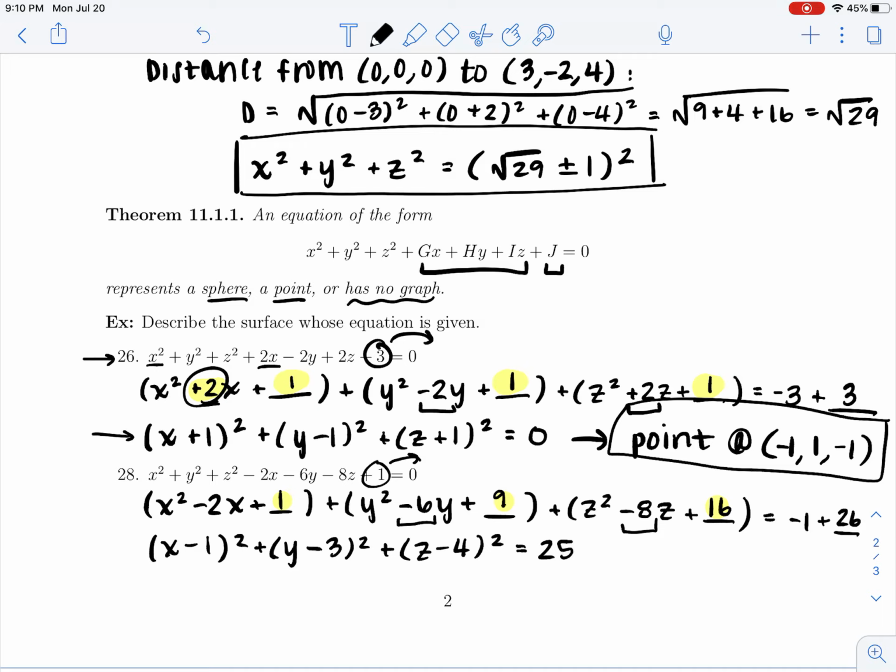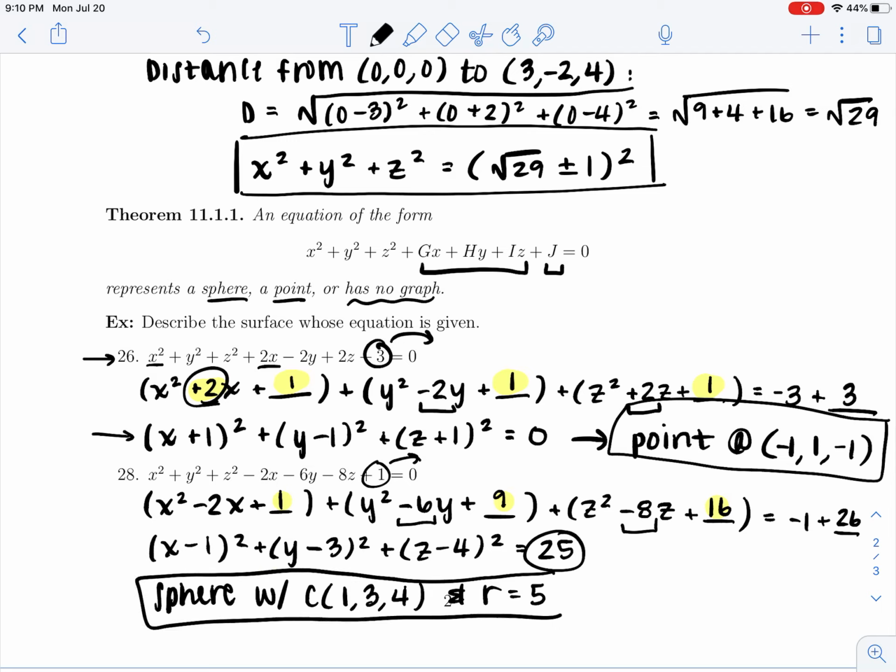This is, in fact, an equation of a sphere here. And we have a nice perfect square on this side, so we have a radius of 5. So this is a sphere with center at 1, 3, 4, and radius equal to 5. So we saw an example of a point and a sphere.